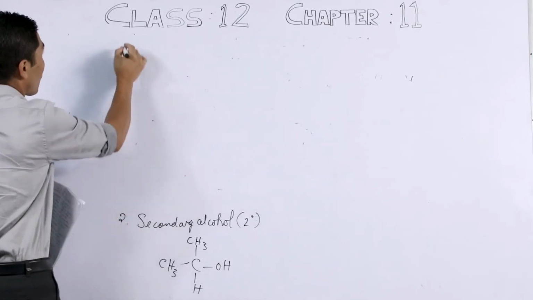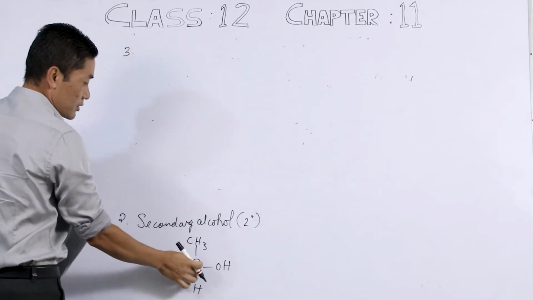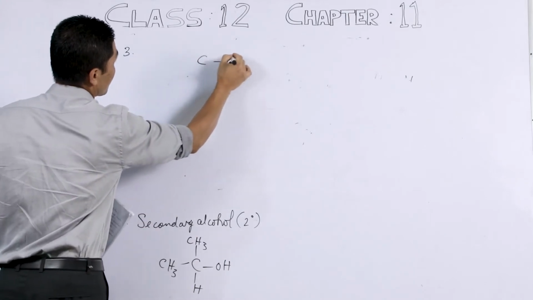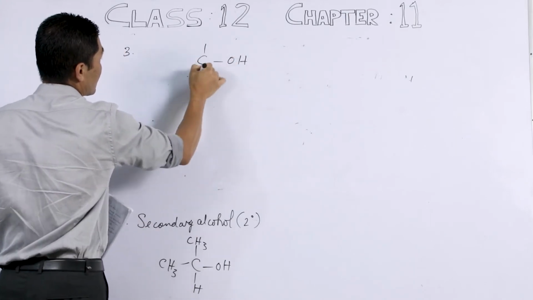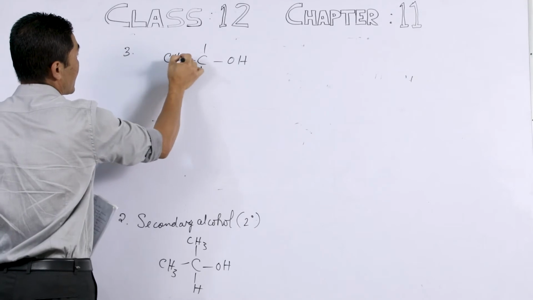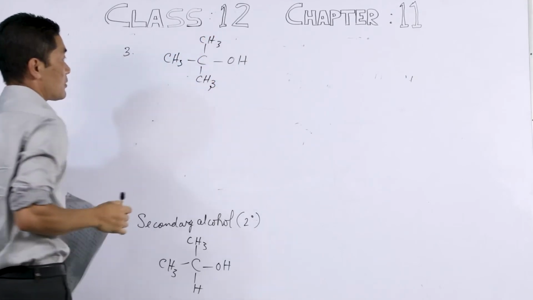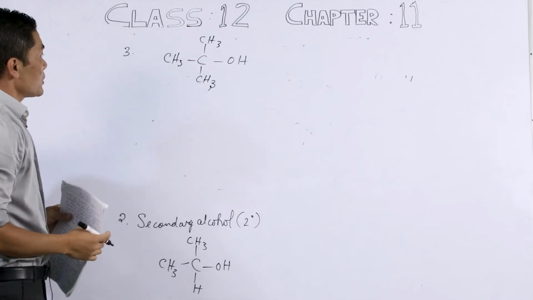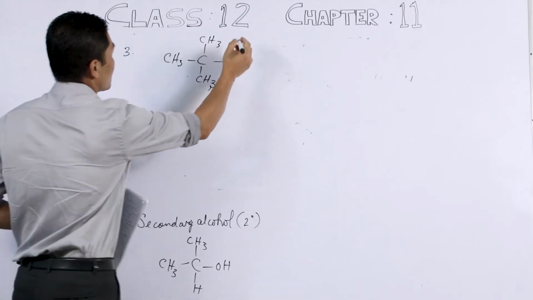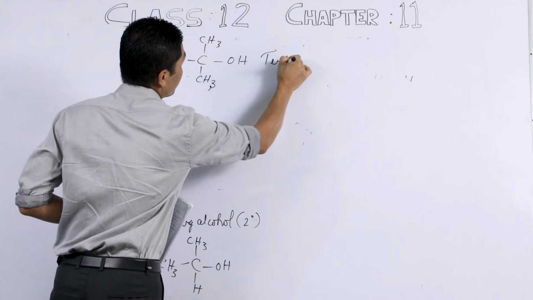In the tertiary alcohols, the carbon atom to which the OH group is attached is linked to three alkyl groups, like this. This will be called tertiary alcohols.